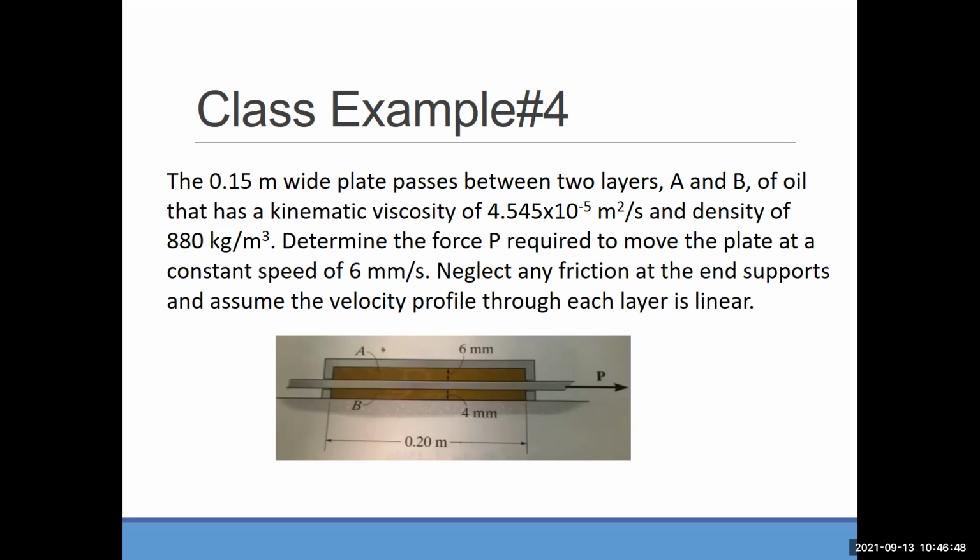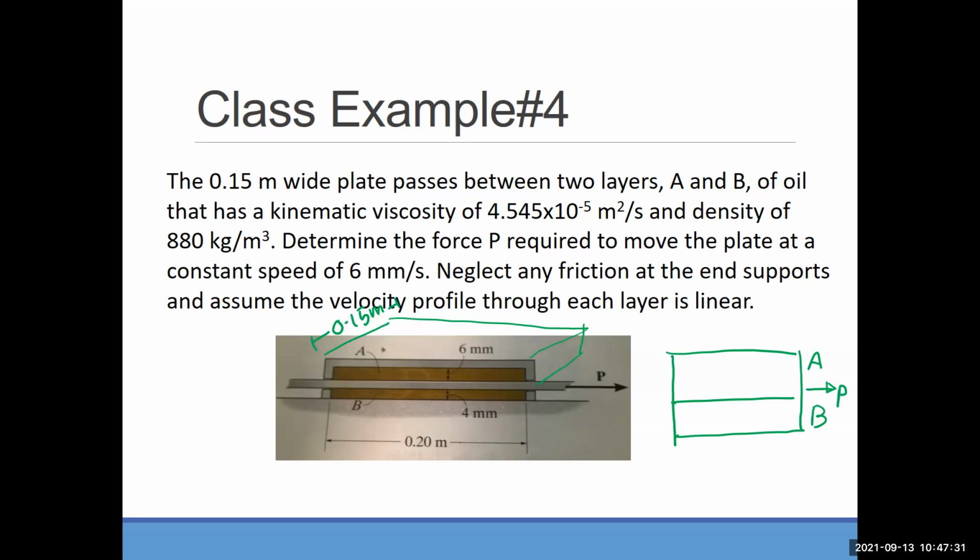So what they are saying here is a 0.15 meter wide plate. We are seeing a 2D view here. If I try to draw a little bit of 3D here, it should be something like that. So this dimension should be 0.15 meter, right? And we also know the length and everything. And we have 2 layers of oil here. One is layer A, one is layer B, and they are asking you to find the force P, right?